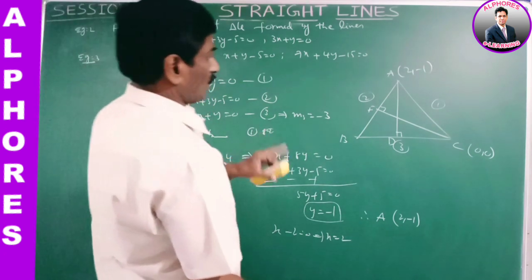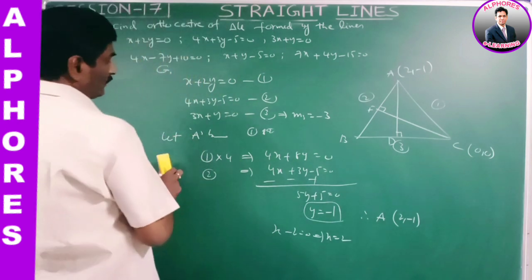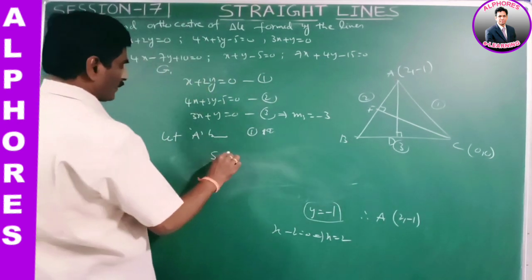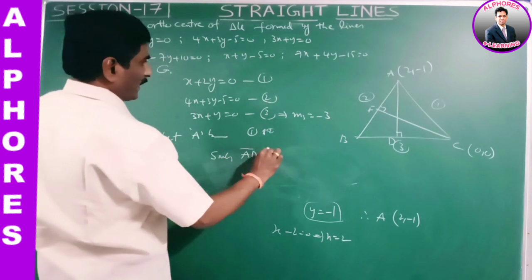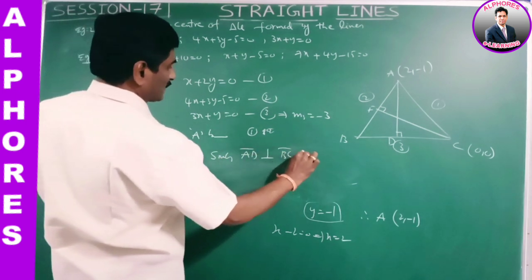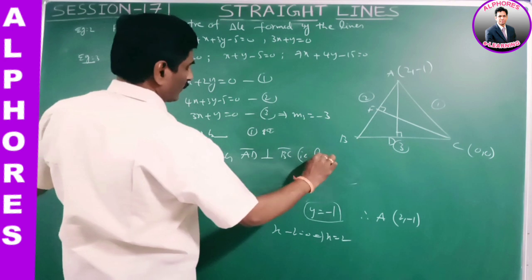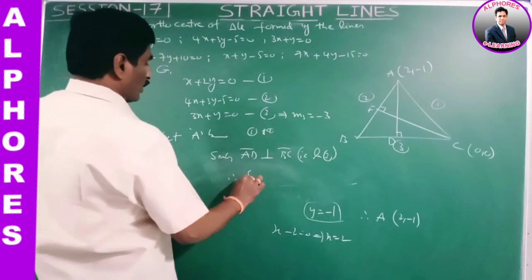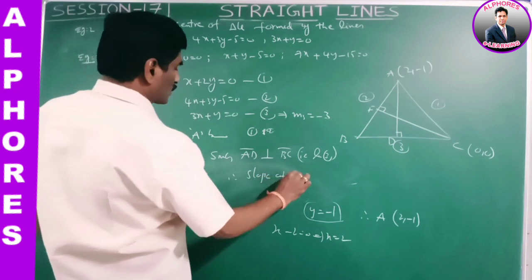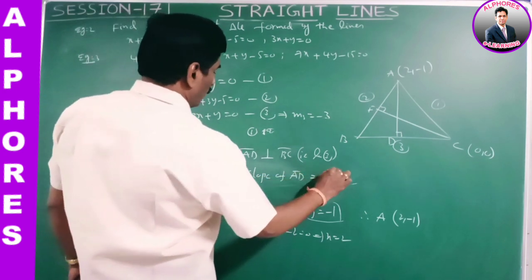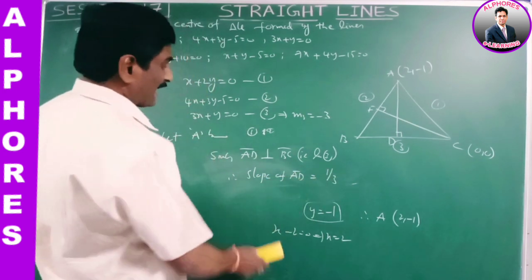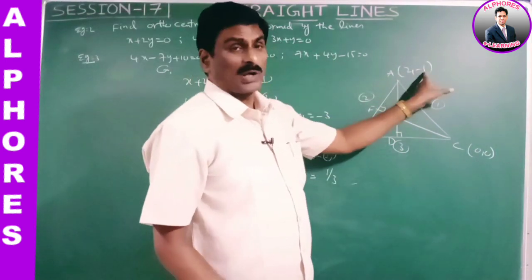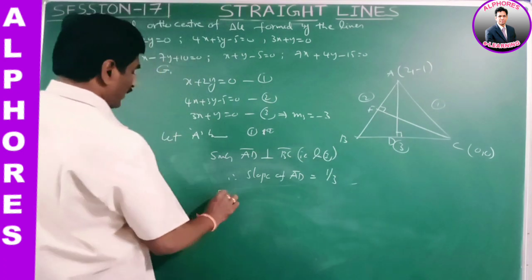Here A is equal to (2, minus 1). Since AD is perpendicular to BC, that is line 3, and the slope of line 3 is minus 3, therefore the slope of AD is equal to 1 by 3. The line AD passes through the point (2, minus 1).